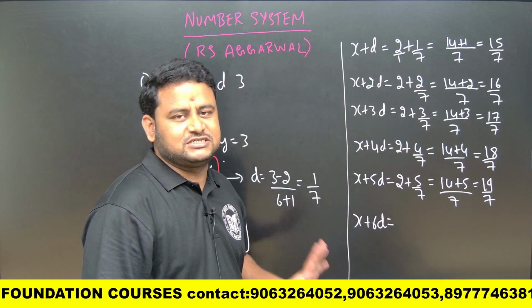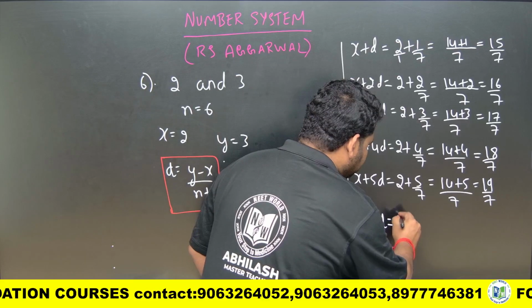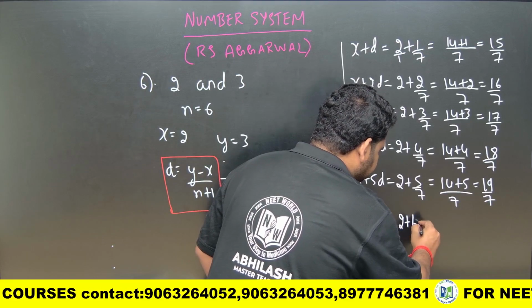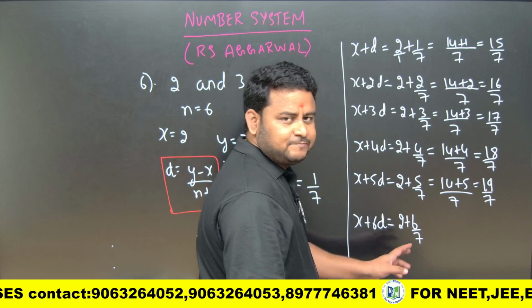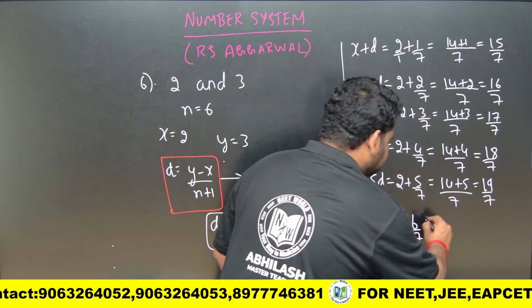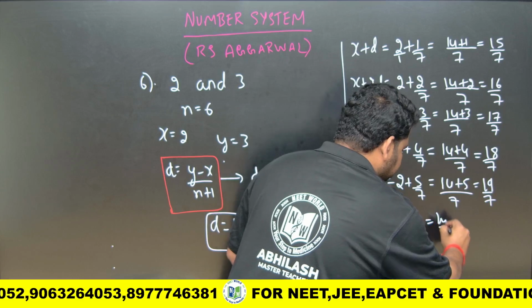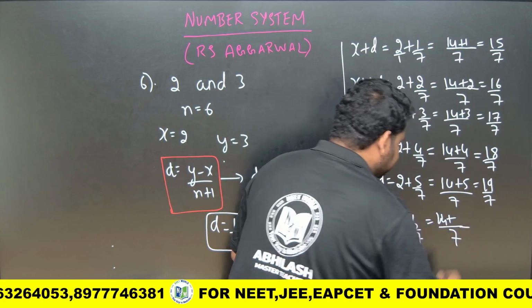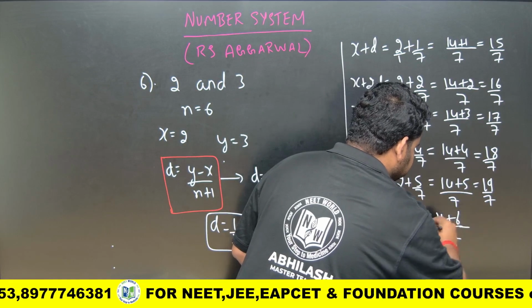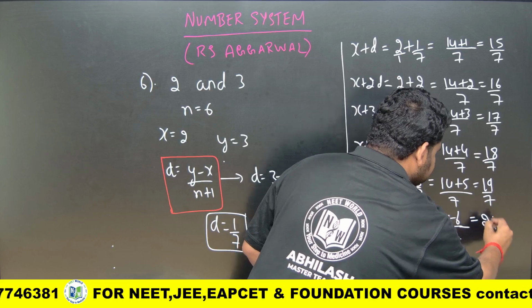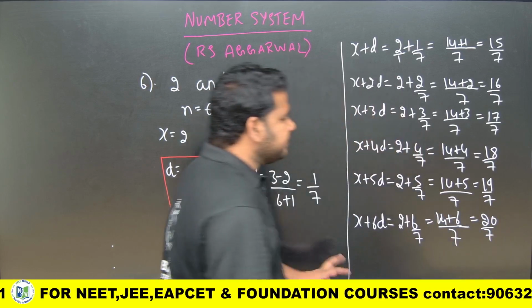Now, x plus 6d. x plus 6d means 2 plus 6 into d, and 6 into d means 6 into 1 by 7, that is nothing but 6 by 7. So, this will become what? The LCM is 7 itself again, 7 2s are 14, so I will get 14 plus 6, which becomes 20 by 7. So, I got the 6 rational numbers.